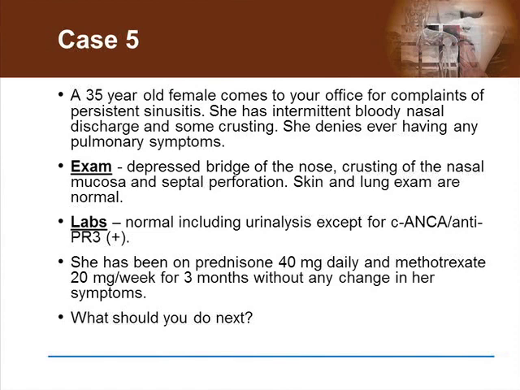So your options are A, change methotrexate to cyclophosphamide for resistant GPA. B, change methotrexate to azathioprine for non-severe resistant GPA. C, refer to ENT for evaluation and biopsy with culture and polarizing microscopy. D, treat with an antibiotic for superinfection while continuing the methotrexate and prednisone. Go ahead and make your selection.